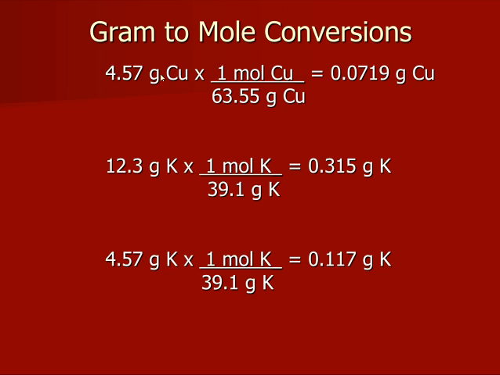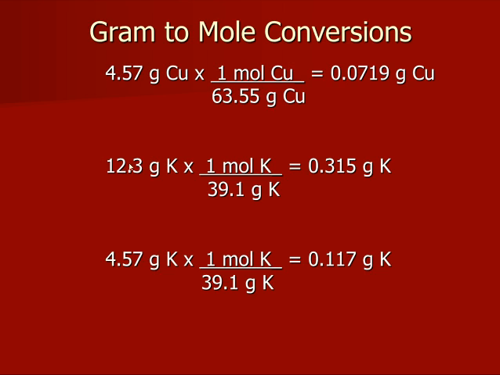Now, notice that the math tells you that I need to multiply 4.57 by 1 and then divide it all by 63.55. A calculator using the correct number of significant figures will tell you that the answer is 0.0719 moles. This should be moles. My apologies again.